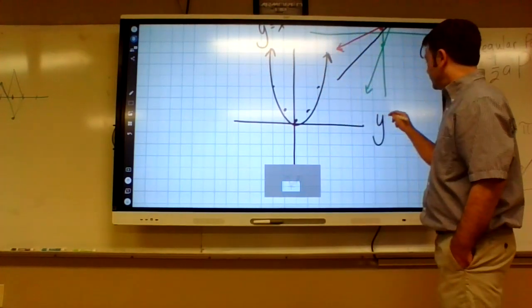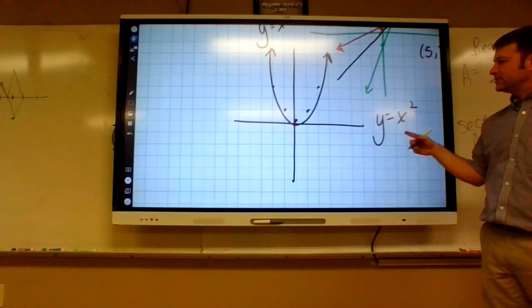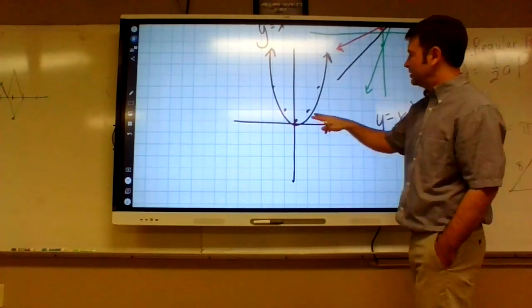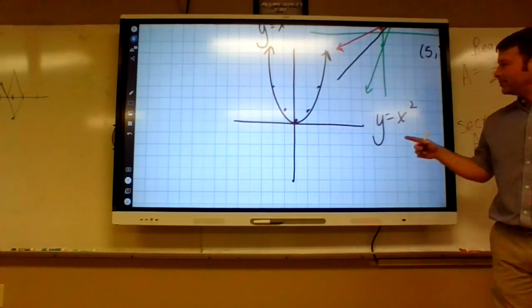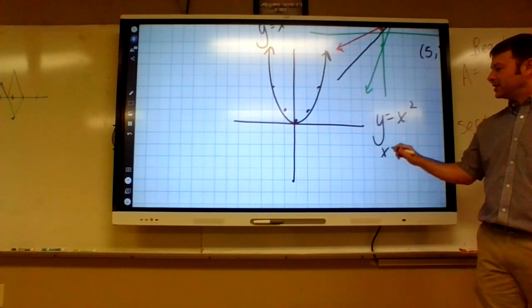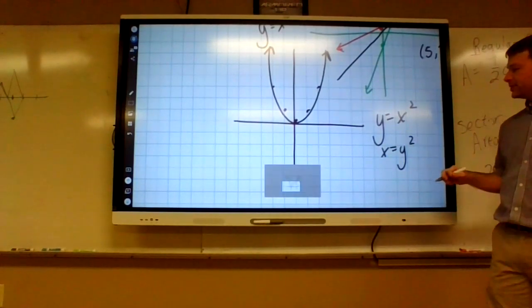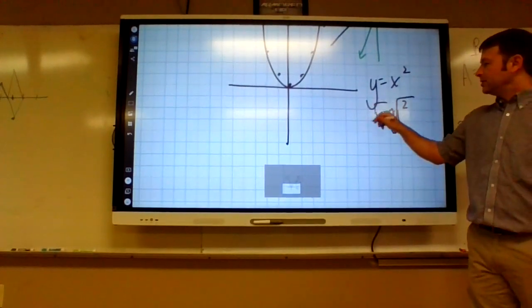Well, actually, let's try to find an inverse function for this. So how did I find the inverse function earlier? You switch the x and the y. How do I solve this for y? Square root.